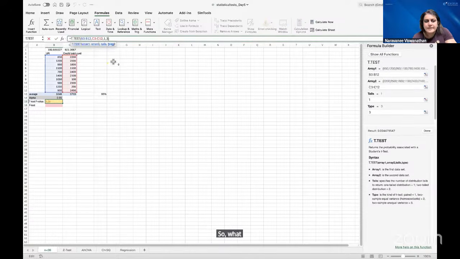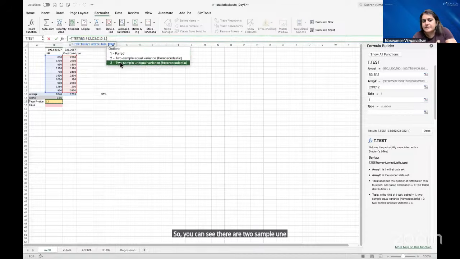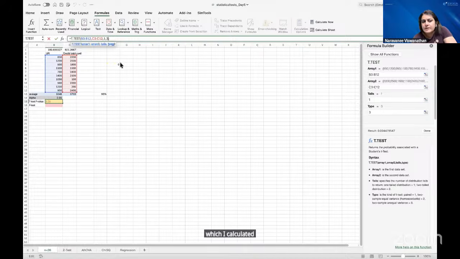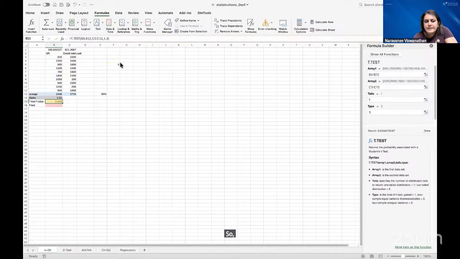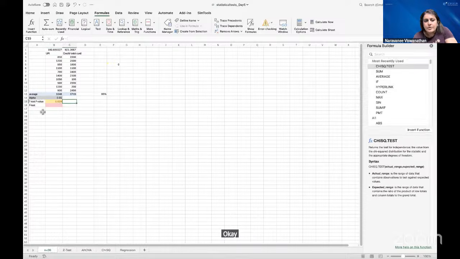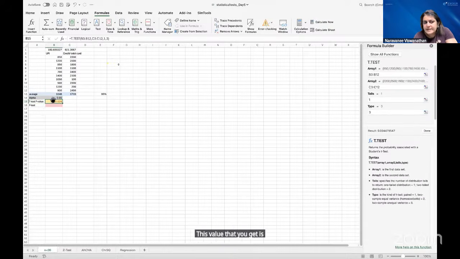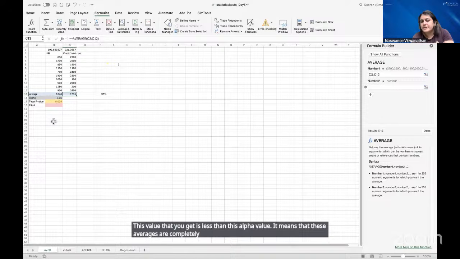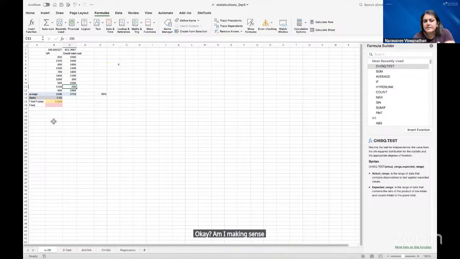So what did we select? You can see there are two sample unequal variance. That's what I have selected because you can see the variance which I calculated above is not equal, right? So what is the t-test value? Can you see this t-test is 0.02? If this value that you get is less than this alpha value, it means that these averages are completely different. Okay, am I making sense, everyone?